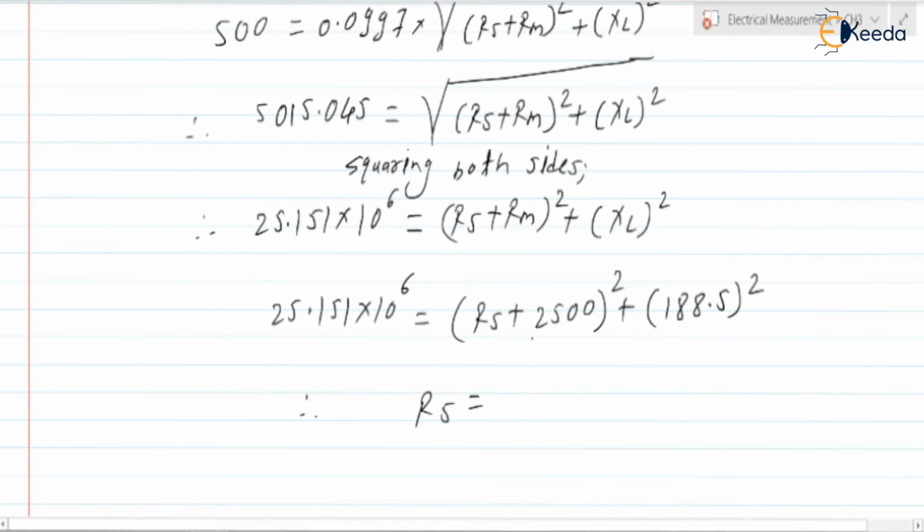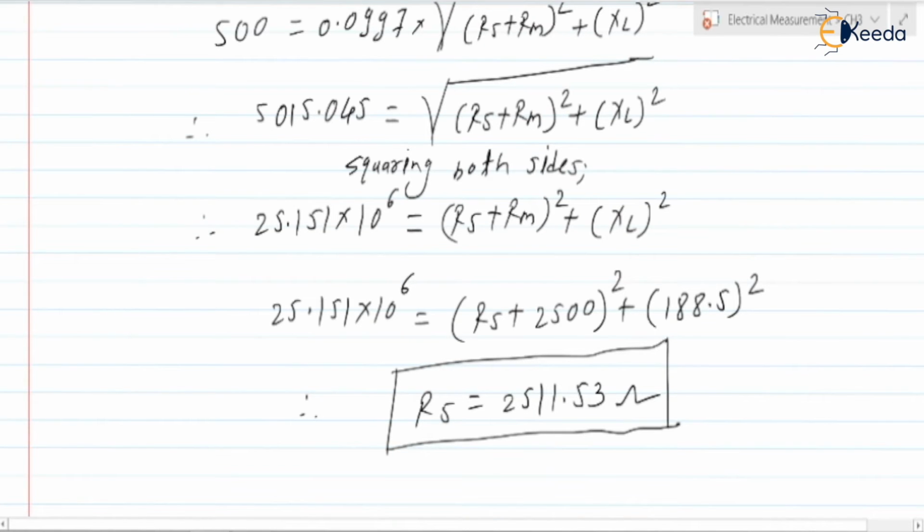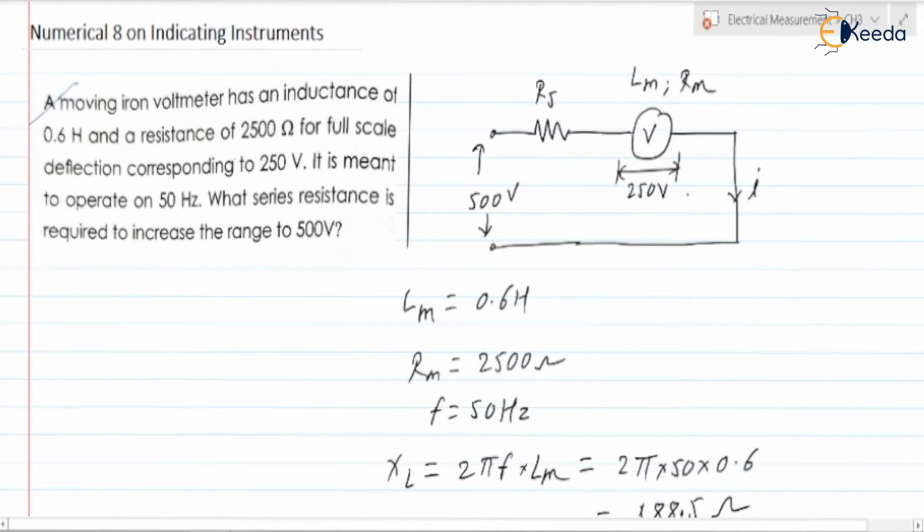So it is 2511.53 ohm. This is the expected resistance. Now, moving iron instrument: what is the difference between PMMC and MI? In the MI we have inductive reactance, whereas PMMC works only for DC, so there is no inductance and no inductive reactance, only resistive circuitry. But here we need to consider the impedance of the meter, whereas in PMMC we considered only the resistance.